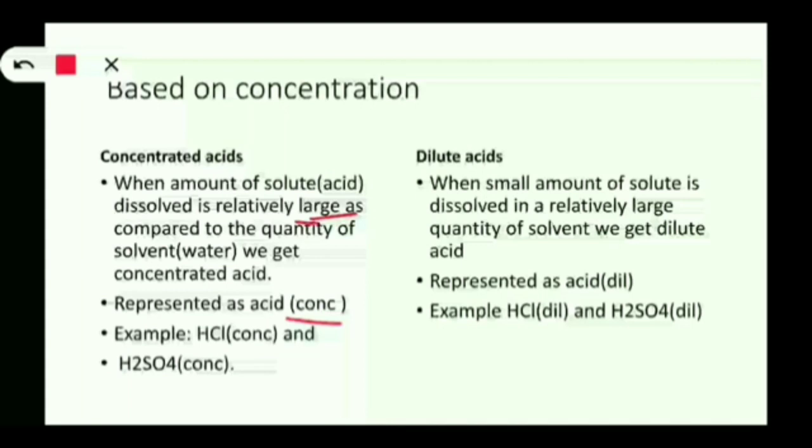So in a chemical equation, we represent a concentrated acid with the abbreviation CONC written on the right hand side of the chemical formula of the acid, whereas in case of dilute acids we use the abbreviation DIL in brackets, like HCl (dil) and H2SO4 (dil), and in case of concentrated, HCl (conc) and H2SO4 (conc).